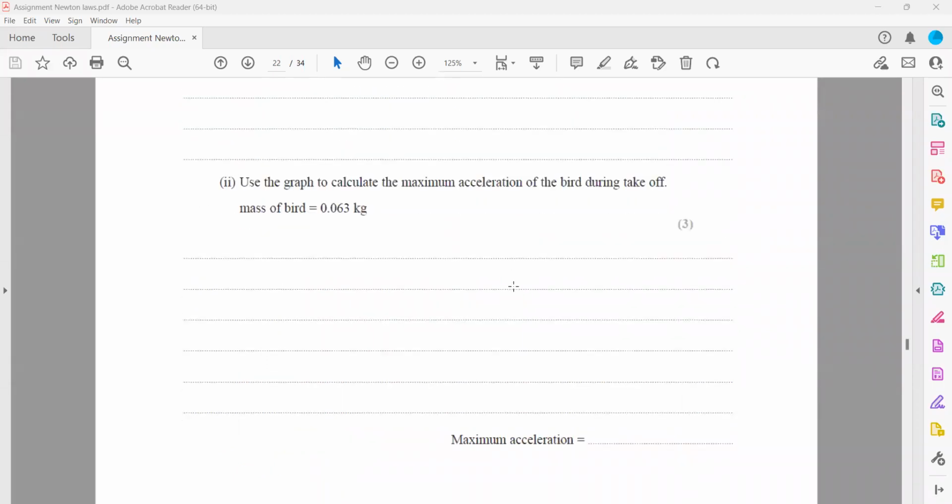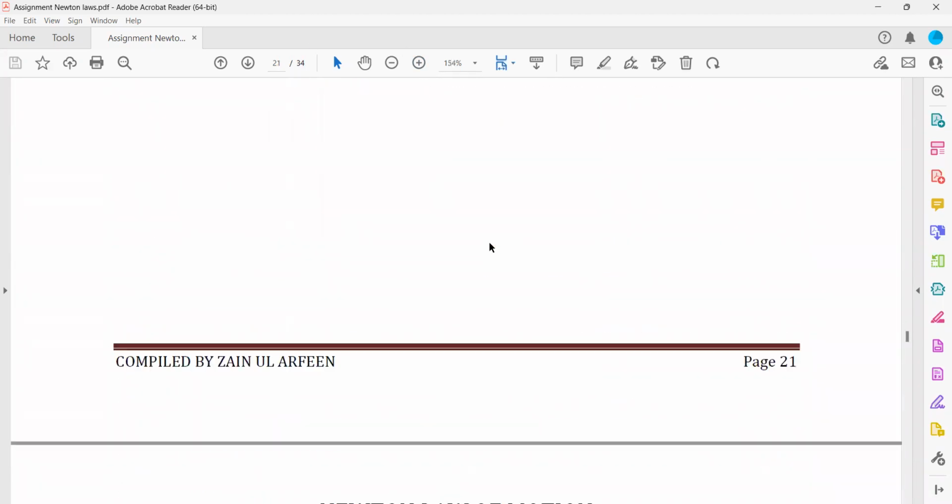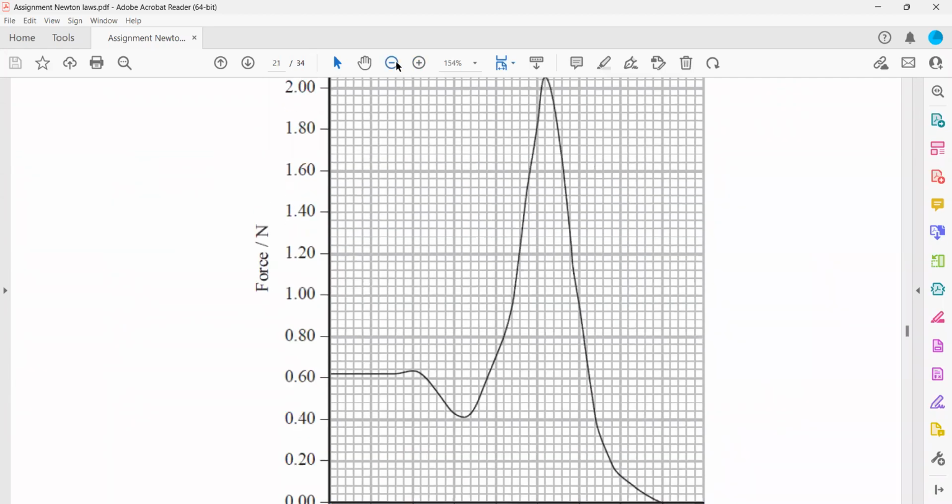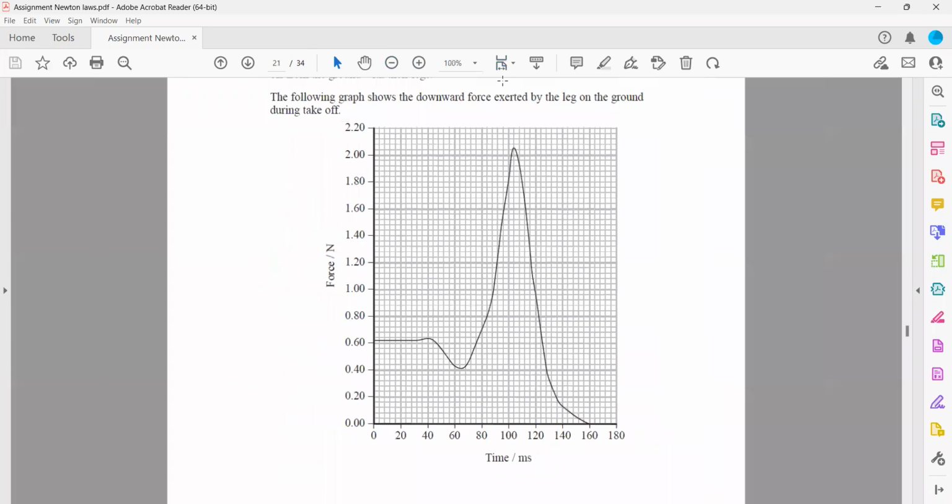The next, use the graph to calculate the maximum acceleration of the bird. The mass of the bird is 0.063. So how can you calculate the maximum downward force applied by the bird? This one is the maximum downward force which is applied by the bird. So we took 2.04, you can take 2.05 because it's not exact. So if you want to take the maximum, say you took this as 2.05. And we already know the weight of the bird, which is about 0.06.